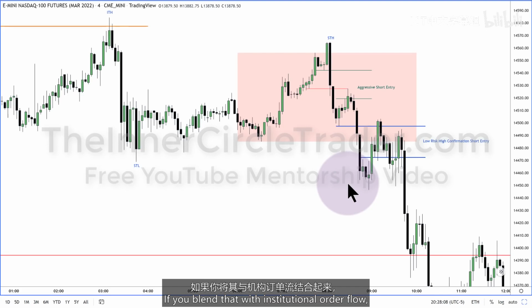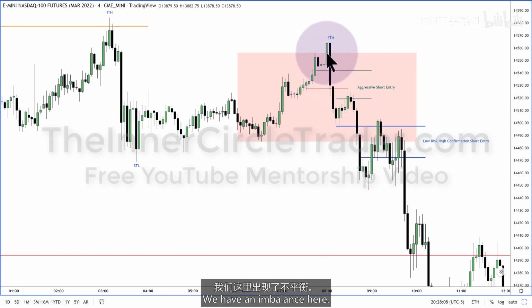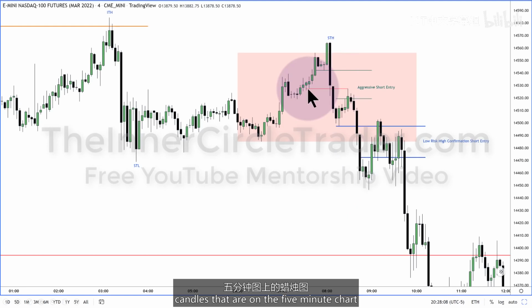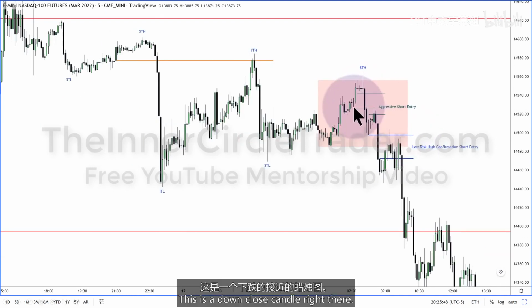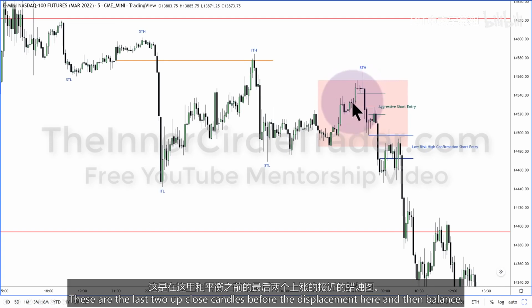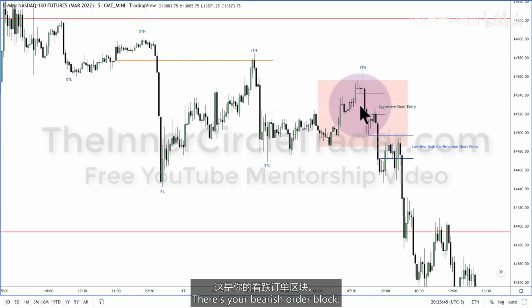If you blend that with institutional order flow, what is institutional order flow? When you're bearish, all of your up close candles should keep price from going higher than them. What does that mean? We have an imbalance here. The market trades up into the bullish candles that are on the 5-minute chart. We're on a 4-minute chart. That's that red level here. Let me go back up to say, that's this one here. This is a down close candle right there. These are the last two up close candles before the displacement here and imbalance. The market trades back up into that right there. There's your bearish order block.